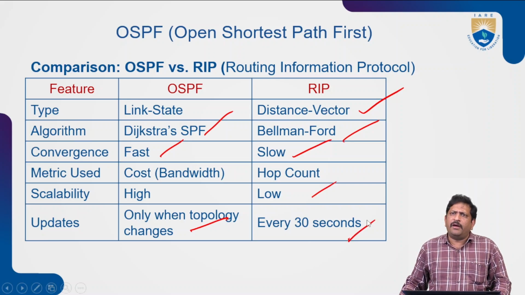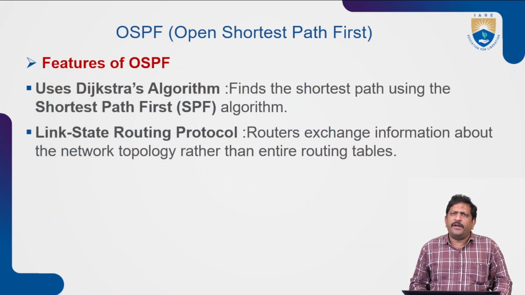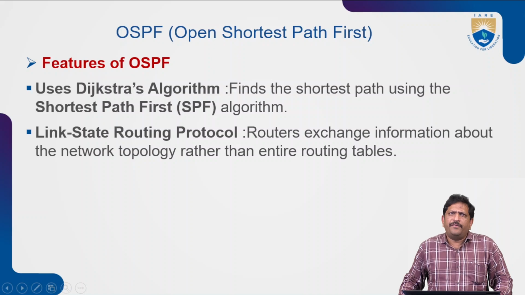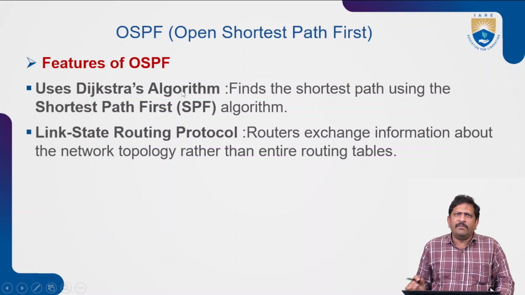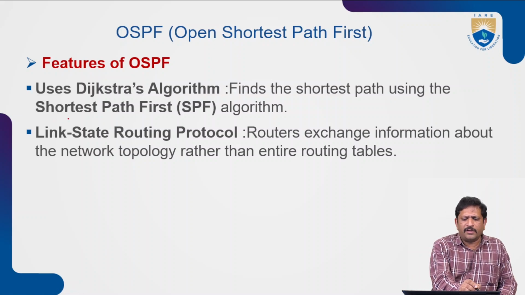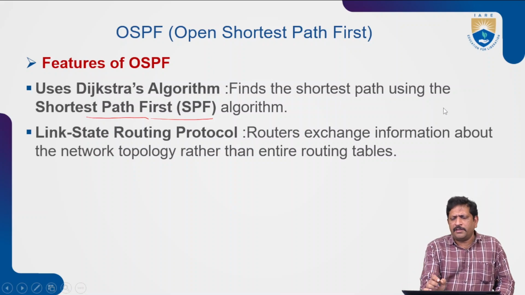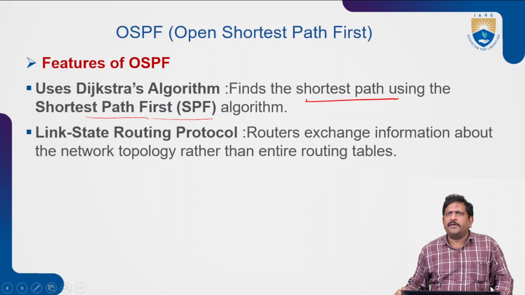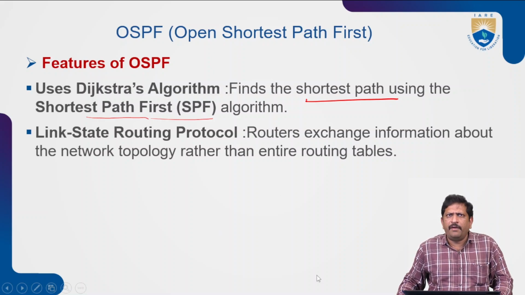Every 30 seconds will be updated. So this is the main difference between the OSPF and RIP protocol. Generally, the features of OSPF include the Dijkstra algorithm. By using the Dijkstra algorithm, the best path and the shortest path can be found in a network. By finding the best and shortest path, data can be sent from the source device to the destination device very effectively.